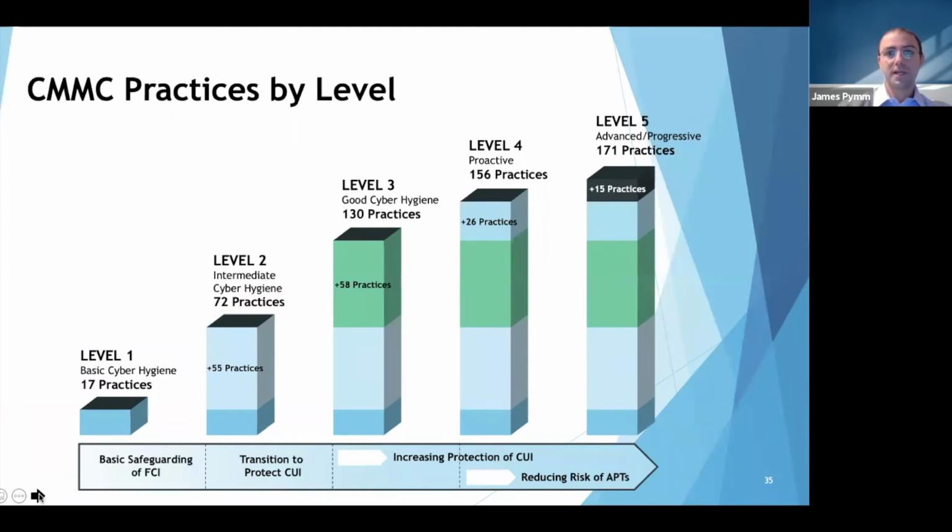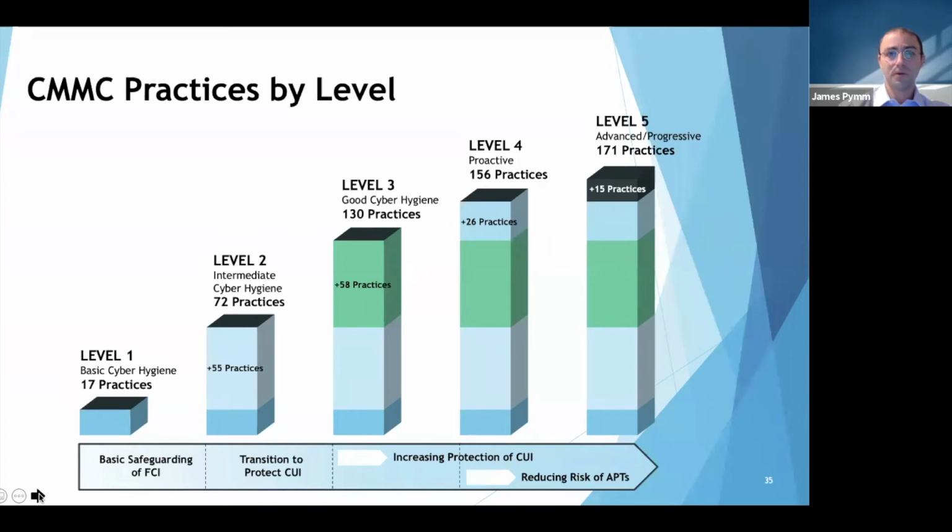So this slide shows a breakout of the practices by each level. There are only 17 practices at level 1, and as I mentioned, there's actually no processes. But this increases significantly with an additional 55 practices at level 2, an additional 58 practices at level 3. So if you're going for level 3, you will need to implement 130 practices in addition to the 3 processes we talked about on the last slide.